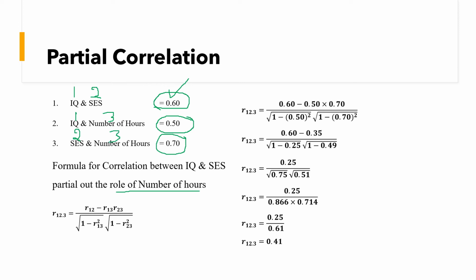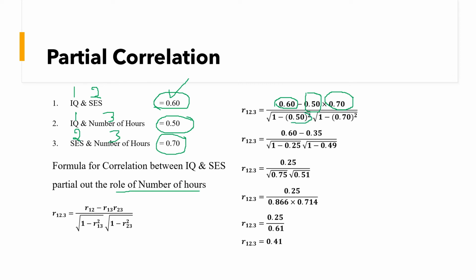So now the relationship between 1 and 2 is 0.60. The correlation between 1 and 3 is 0.50, and the correlation between 2 and 3 is 0.70. So we put in all these values. Now we just put in the values and calculate it.